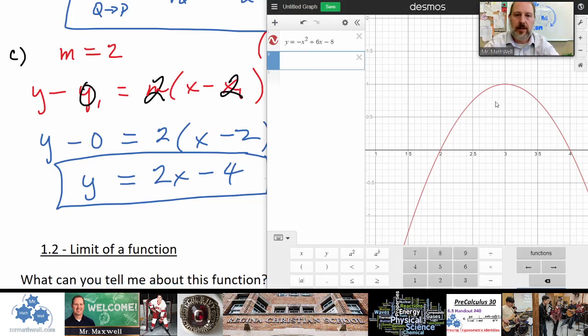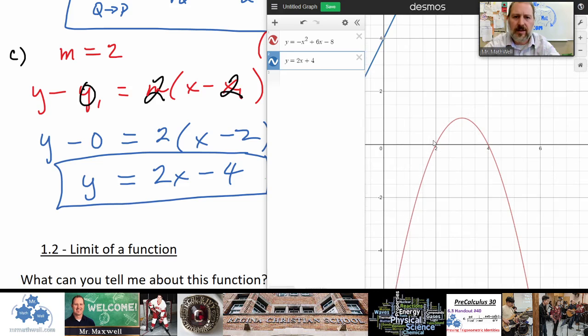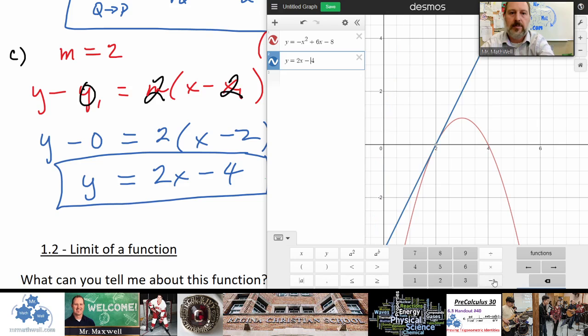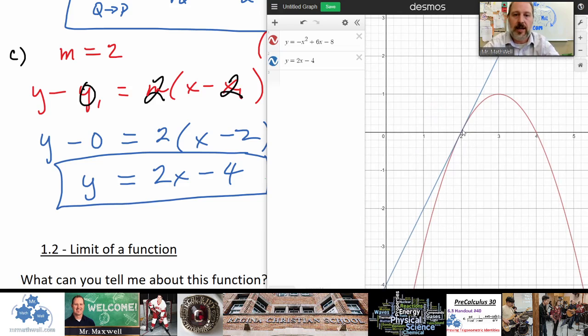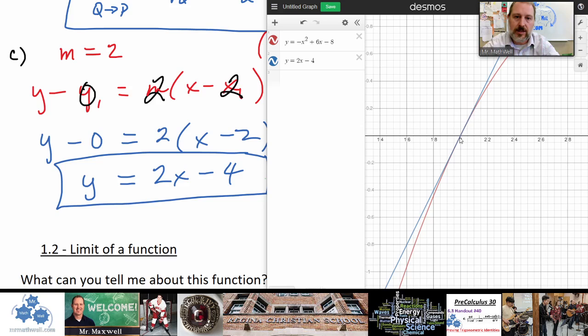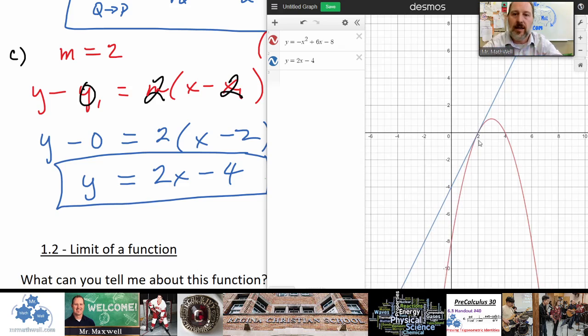So I've got the original function, and I'm going to type in y equals 2x plus 4, oh, sorry, 2x minus 4. I hit plus. It should be minus. 2x minus 4. There we go. Okay, now that looks pretty good, actually, doesn't it? That looks like a tangent line at x equals 2. It looks like it touches the curve just at one point there, and it looks perfect. Once we've graphed it, it looks like we've done that pretty well.